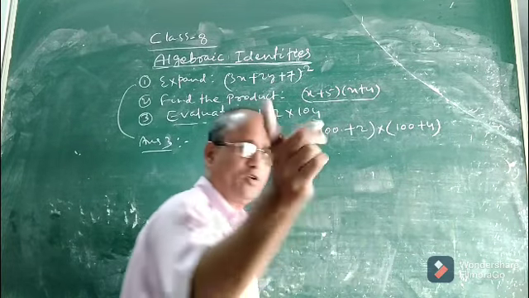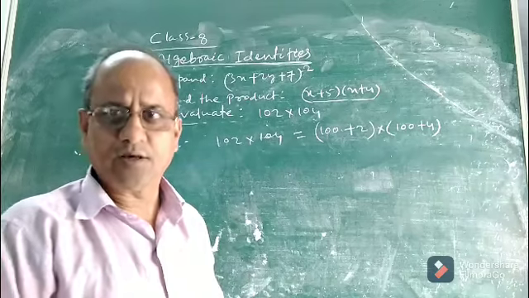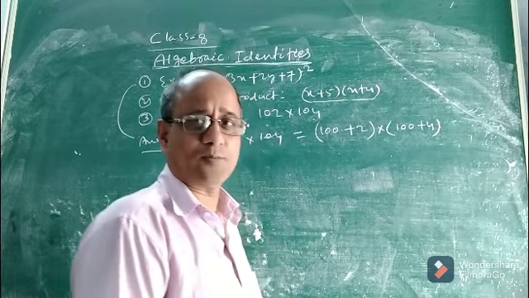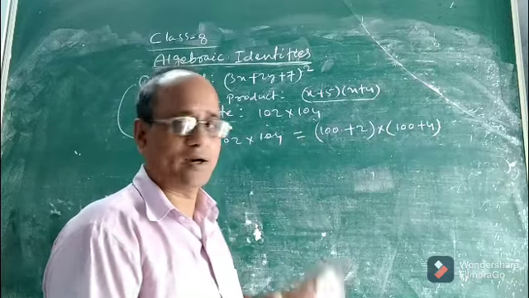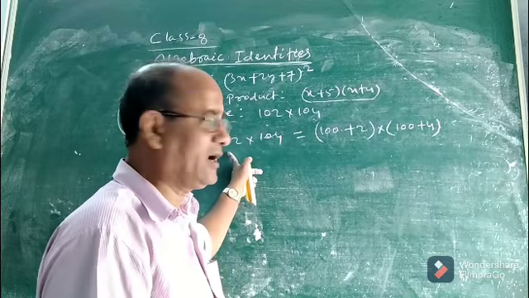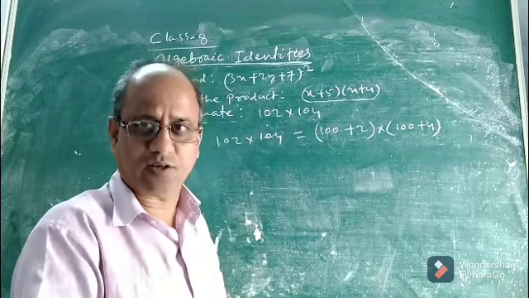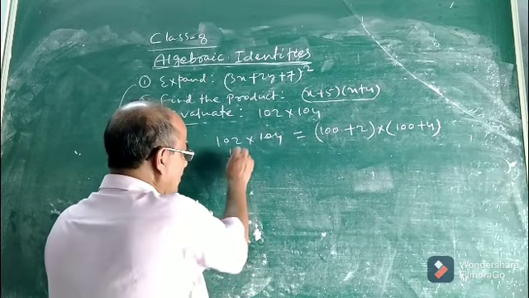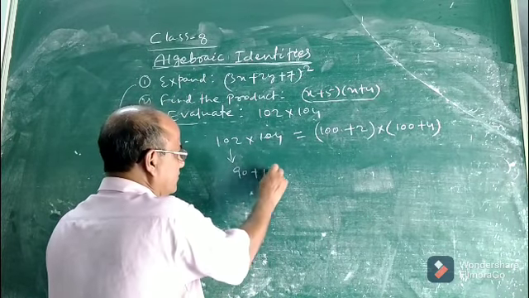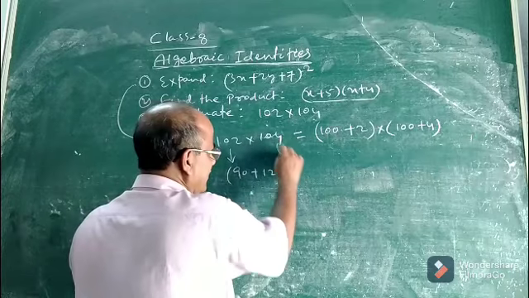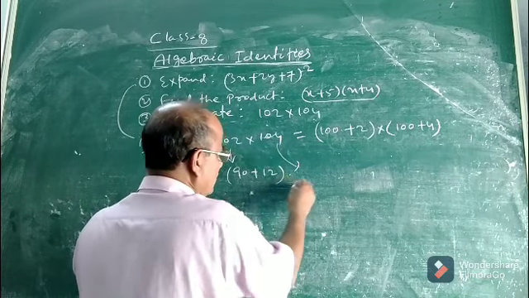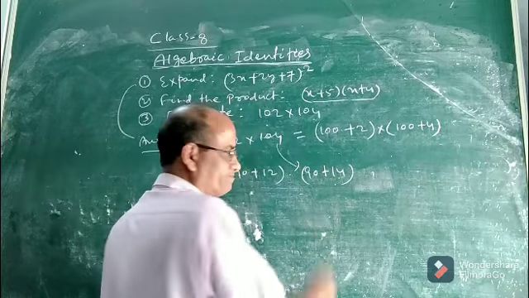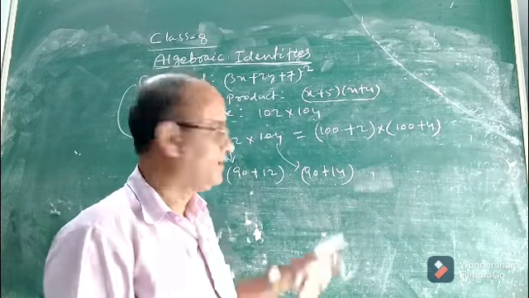Okay children, here you may ask me one question. Sir, why did you take 100 plus 2 and 100 plus 4 in place of 102 and 104? So we can also write 102 as 90 plus 12, you see. This 104 can also be written as 90 plus 14. Just look at this.